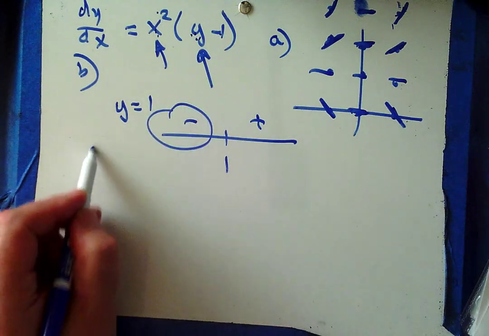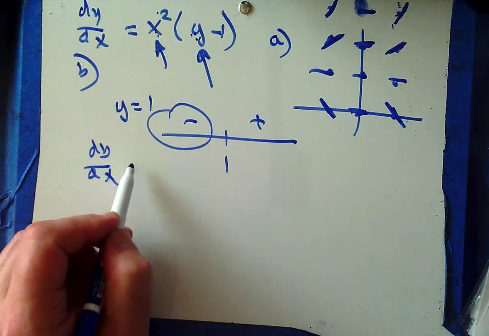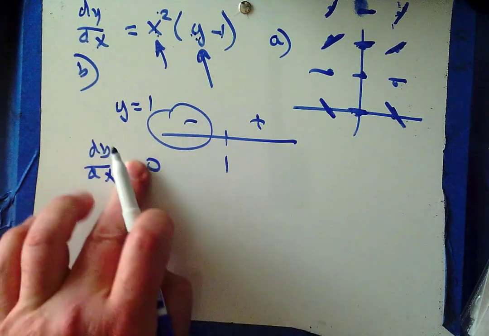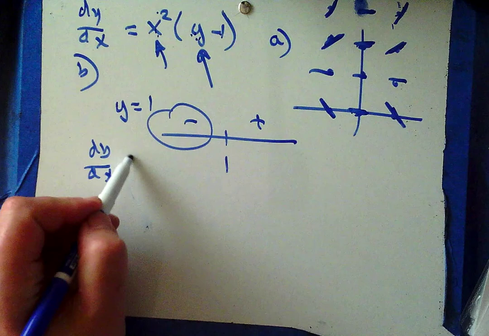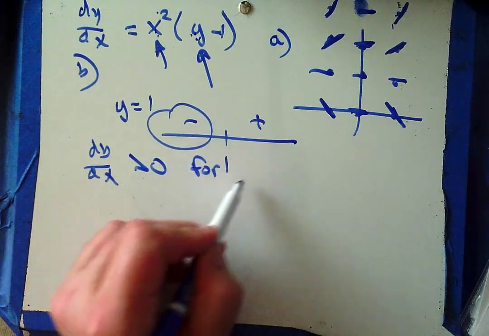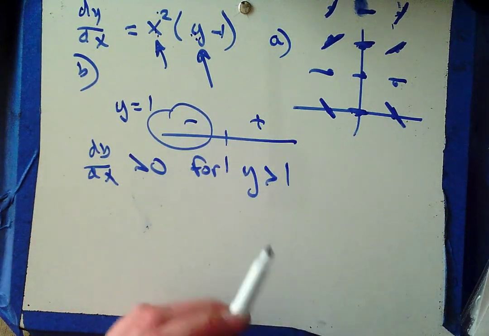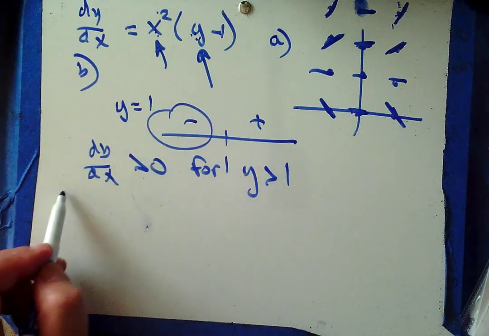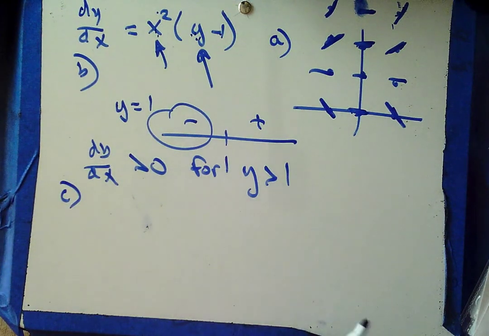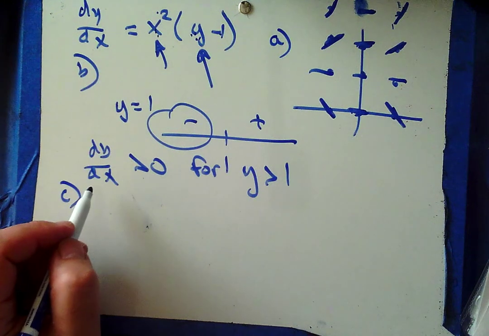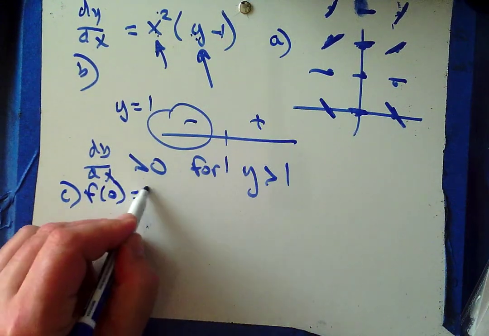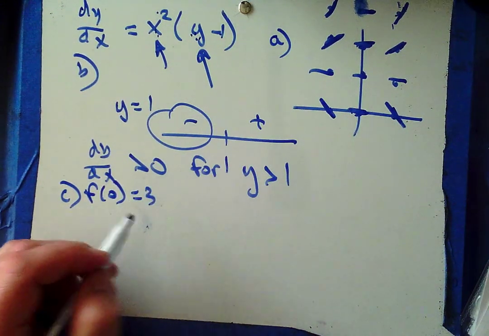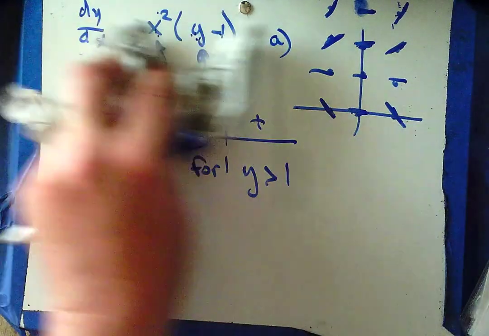I've got dy/dx greater than 0 or less than 0. Slopes are positive, greater than 0, for y greater than 1. There's my answer to part B. Part C. Find the particular solution given the differential equation and f of 0 equals 3. Okay, so let's make a little room here.